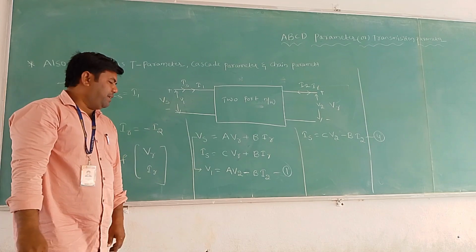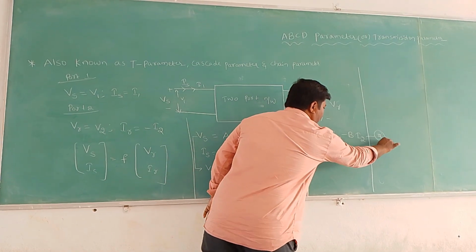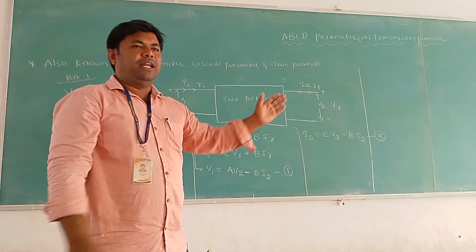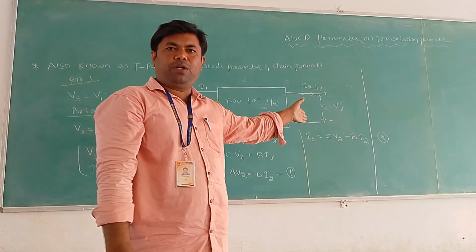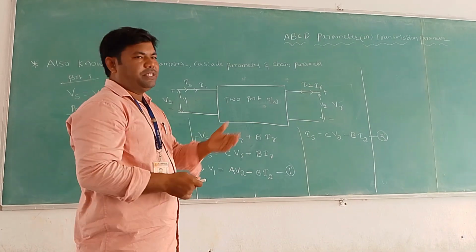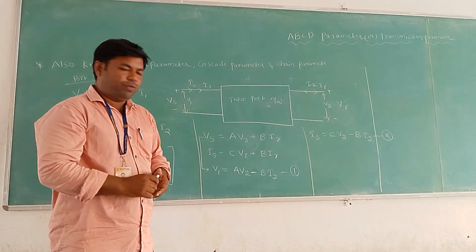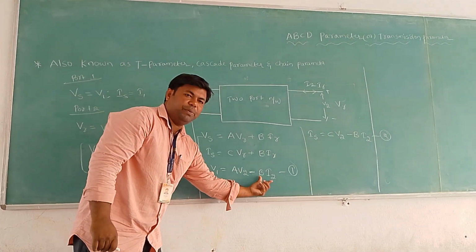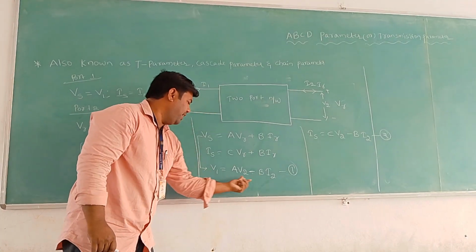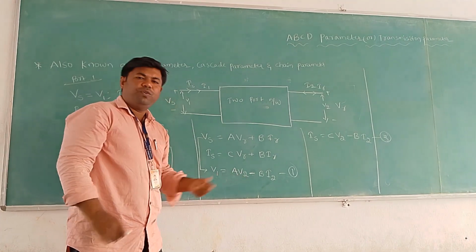From equation number 1 and equation number 2, first I want the receiving part in port number 2, and call it I2 is equal to 0. That I2 is equal to 0, we can substitute in equation number 1. So what are we getting? I2 is equal to 0 means this part is 0. Finally we are getting V1 is equal to A into V2.